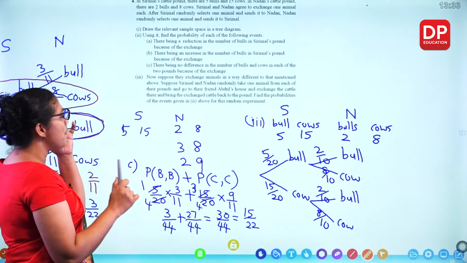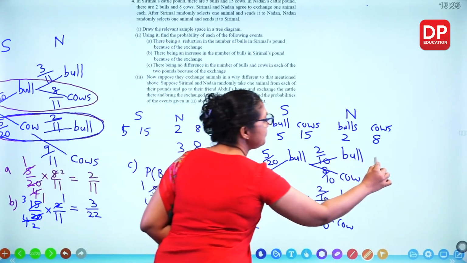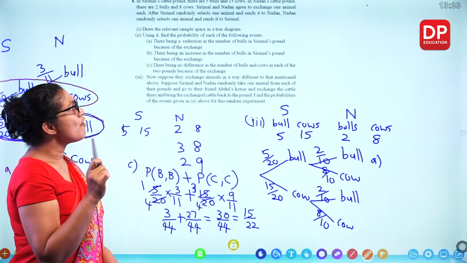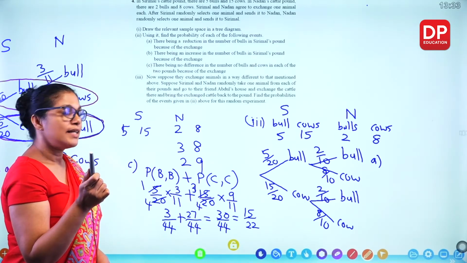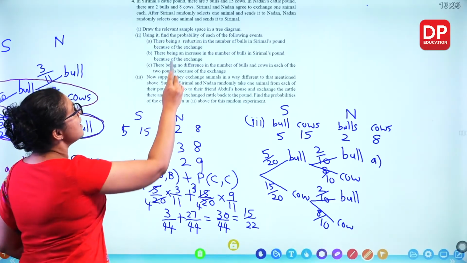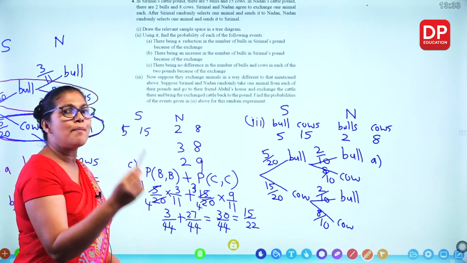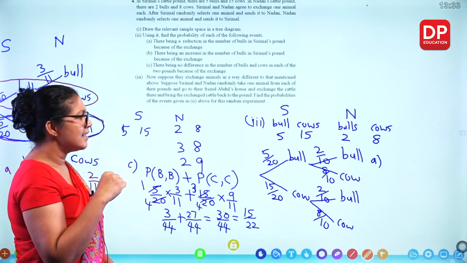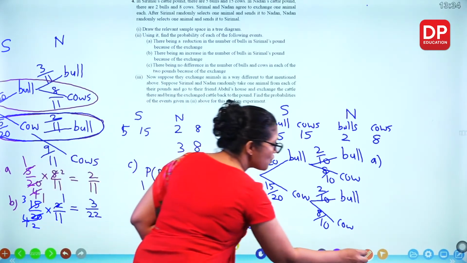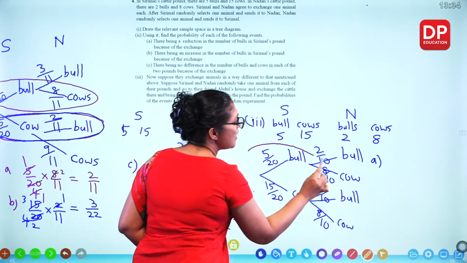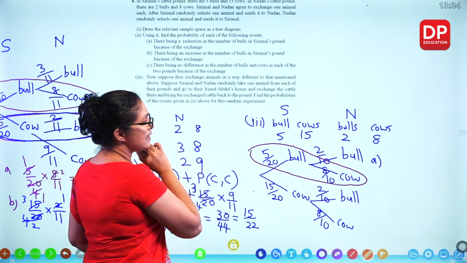So in first part it says, there being a reduction in the number of bulls in cereals pound. So how can we get reduction in the number of bulls? Means giving a bull and taking a cow. So which branch we have to select? So we have to select giving a bull and taking a cow.